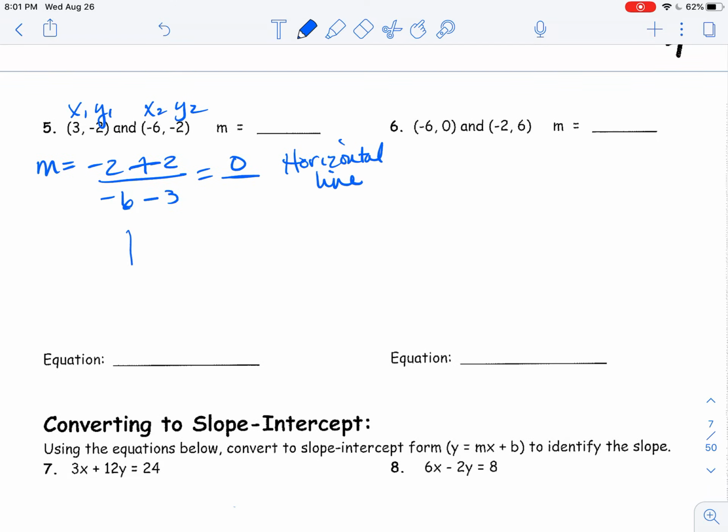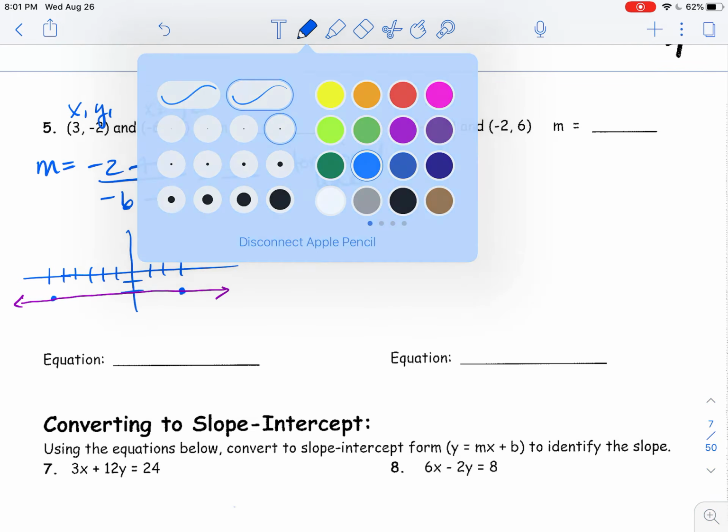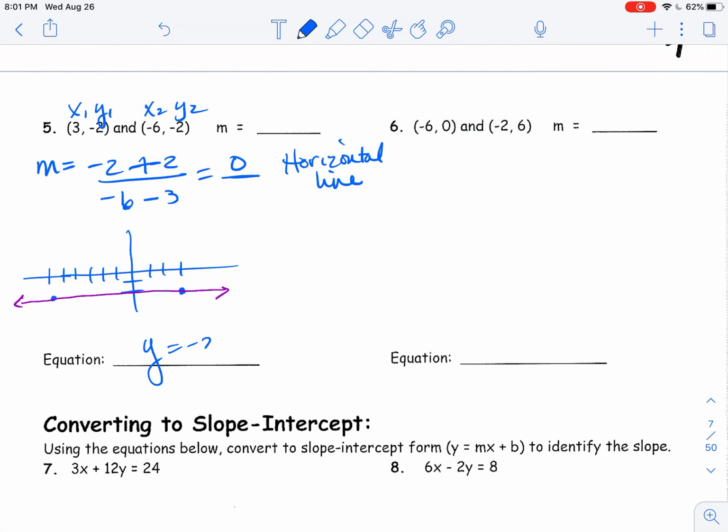So let's just plot these points and see what they look like. If I go to the point 3, negative 2, it's right here. And then negative 6, negative 2 is right here. This line is just a horizontal line through negative 2. So my slope is 0. My equation is just y equals negative 2. Every y value will be negative 2. All right, let's take a look at this next one.